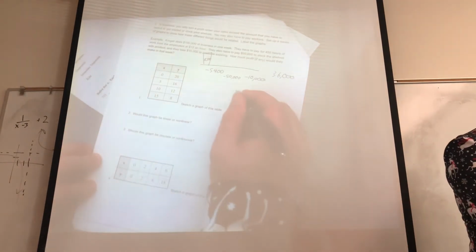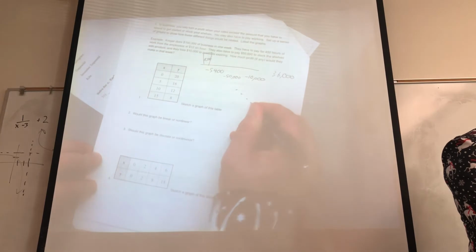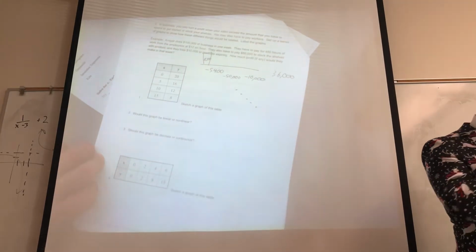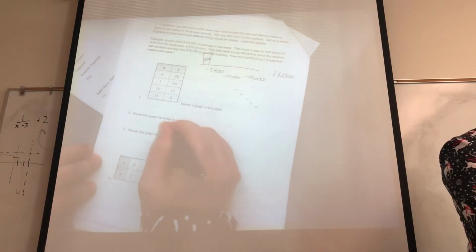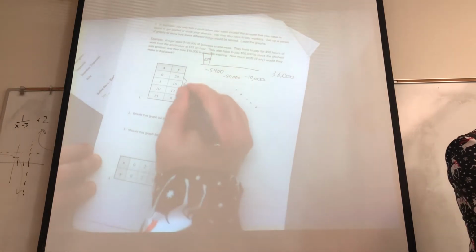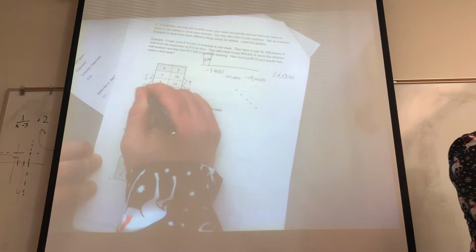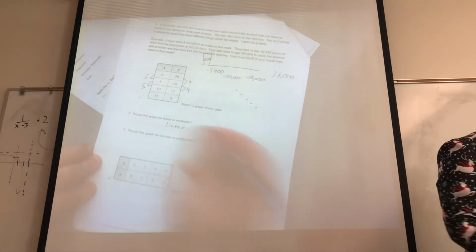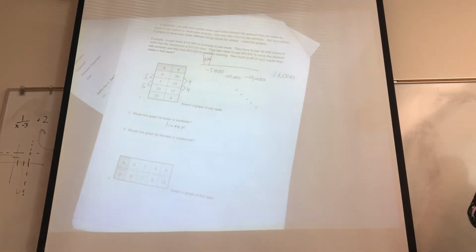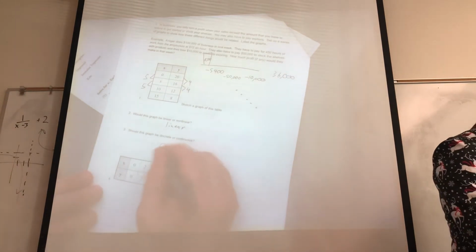Sketch a graph of this table. It's going to go down from 20 to 8 as it goes. Would this graph be linear or nonlinear? It's linear. It's changing by 4 every single time, and this is changing by 5 every single time. So it's linear. It's a straight line. Should this graph be discrete or continuous? It should be discrete.